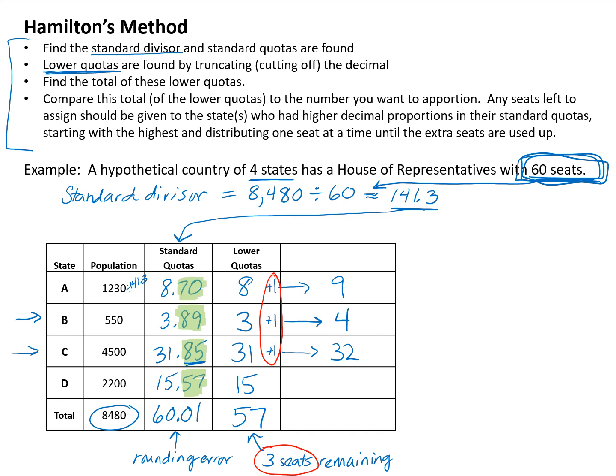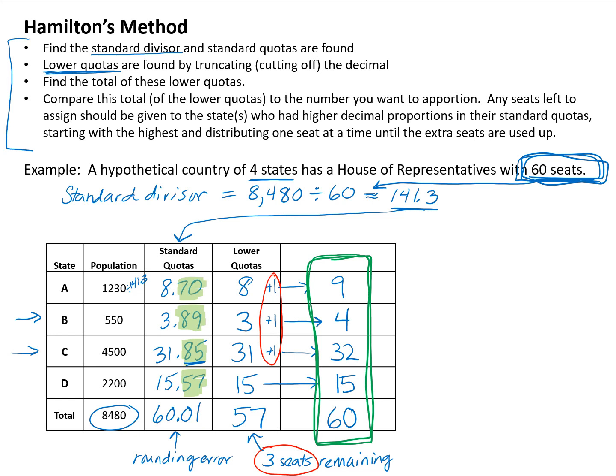We've given away the 3 remaining seats exactly. Once we've given the remaining seats away, then there's no more left to give, and everyone else stays where they are. So D stays at 15. So now when we add this up, it should add up to 60 exactly, because we've given away just the 3 extra seats one at a time. So this right here, it is Hamilton's method for apportioning the seats in Congress. Hamilton just says, use the decimals you already have from the standard quotas. Whoever has the highest, give them an extra seat.